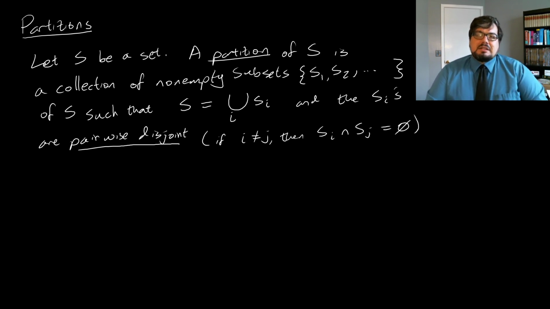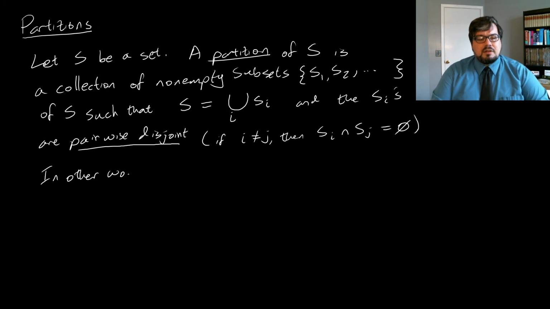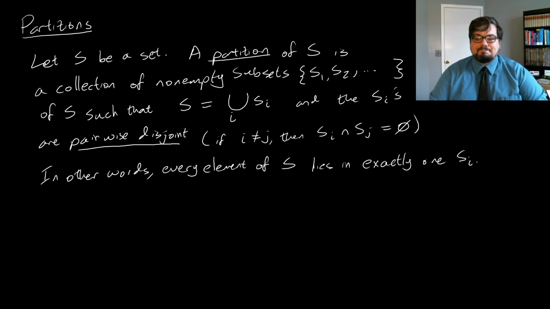Another way of saying this, and the way that we usually think about it most often, is the following. In other words, every element of S lies in exactly one Si. So a partition is just breaking up the set into a bunch of pieces where everything lies in exactly one piece and there's no overlap between any of them.